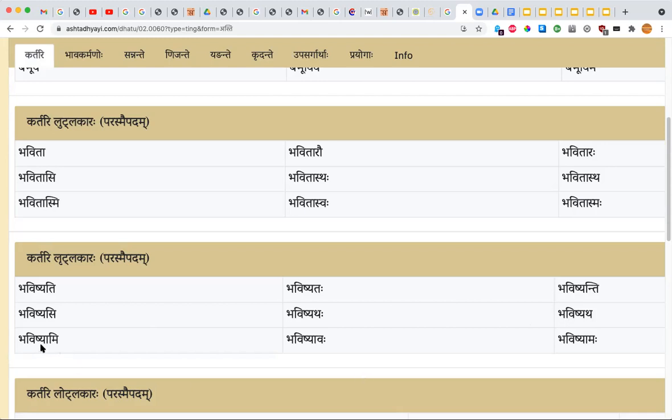Antimam karotu. Uttama Purusha. Aham vaidyah bhavishyami. Avam vaidyau bhavishyavah. Vayam vaidyah bhavishyamah. Uttamam. Aham bhavishyami, avam bhavishyavah, vayam bhavishyamah. Uttamam.